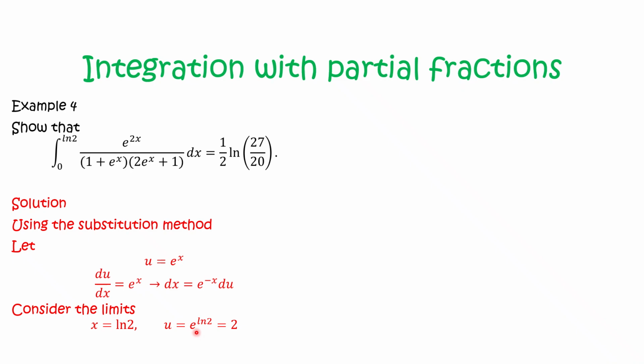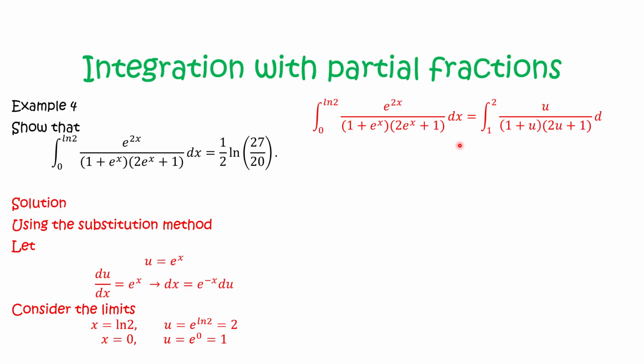So we had x being the natural log of 2, implying that u is equal to e to the natural log of 2, giving us 2. That's for the upper limit. For the lower limit, we're going to have u equal to e^0, and that is equal to 1. So our new limits are 1 and 2.